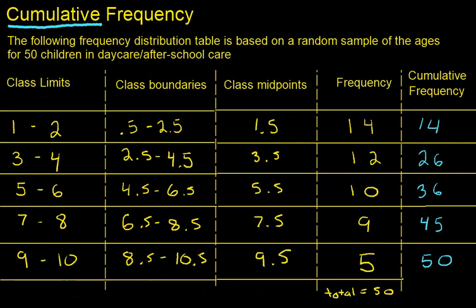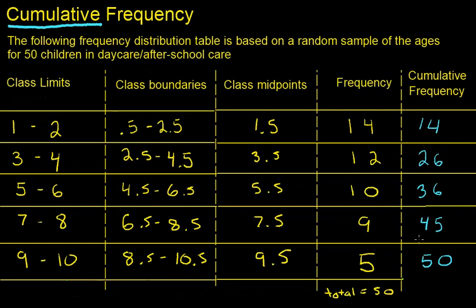So what's the point of this? Why do we have this cumulative frequency distribution? Why are we concerned about this? Well, this tells us something pretty interesting. Looking at this, we have 36 children that are less than the age of 6. We have 26 children that are less than the age of 4. So the way you use this is you say however many this is, there are that many children that are less than that class.